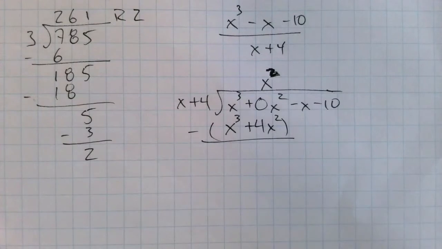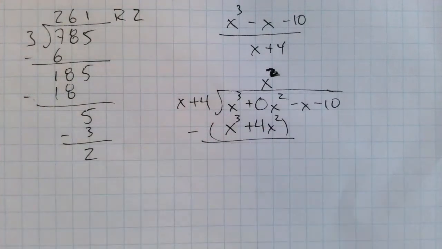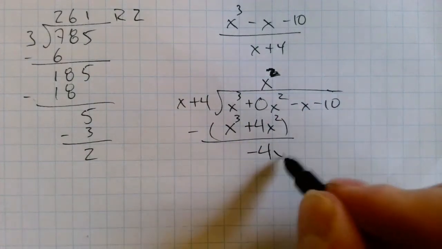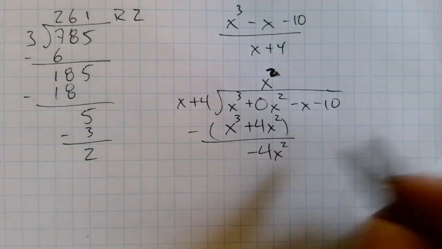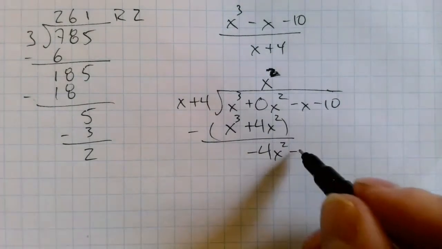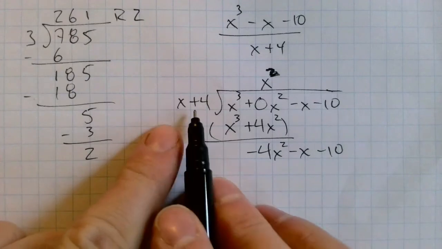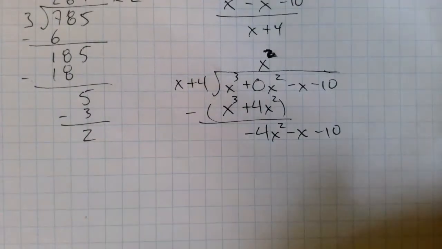Okay? And when I subtract, the x cubes will cancel, which is perfect. It's exactly what I want. And then 0x squared minus 4x squared will be negative 4x squared. And then, just like before, there are these 0 terms here. And then negative x minus 0 will be negative x. Negative 10 minus 0 is negative 10. Then I start again. What can I multiply by x plus 4 to create this negative 4x squared?